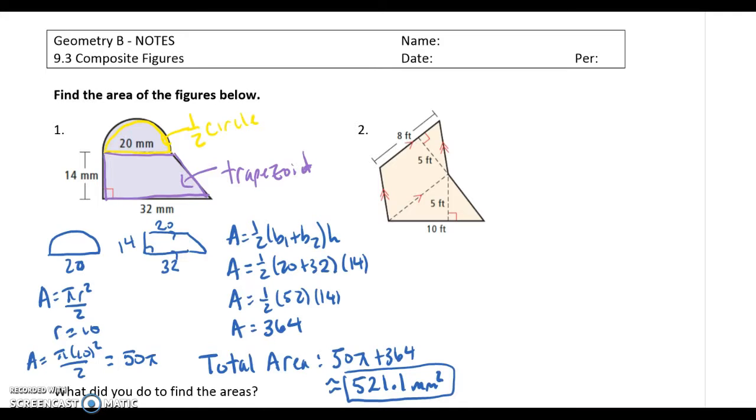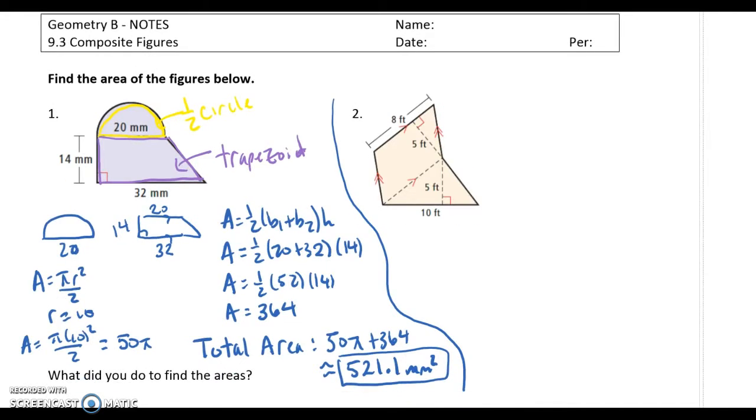All right. Take a look at number 2, and why don't you tell me what kind of shapes you see? Well, everyone sees something different, so let me show you what some possibilities are, and they're all going to work out the same as long as you just break it apart. So some people see a parallelogram, right, and one large triangle. I've had other people see a trapezoid, a small right triangle, and a large triangle below.